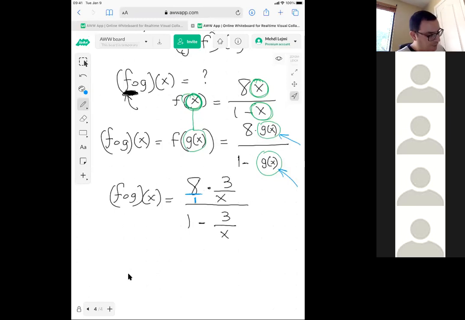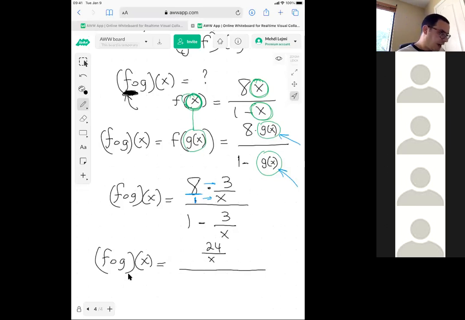So that's like 8 over 1 times 3 over x. So that's a multiplication of fractions, right? So it's just multiply straight across. So this f of g of x would be, in the top, 8 times 3, that's 24, and then 1 times x, it's x, right? So that's the top.